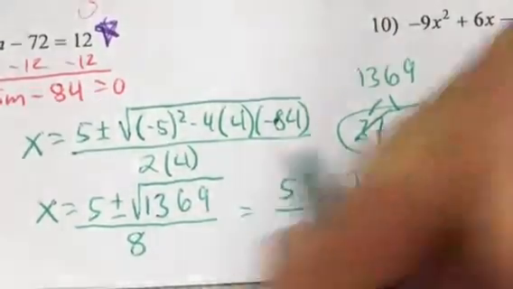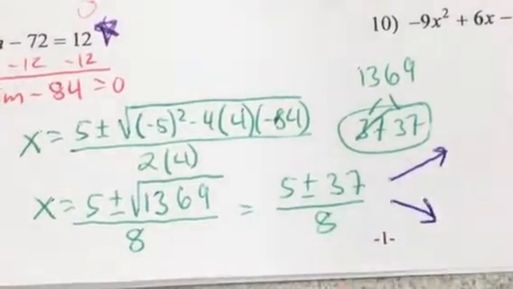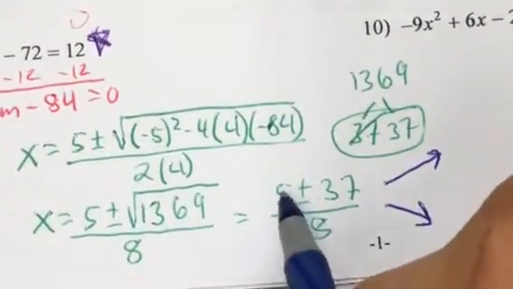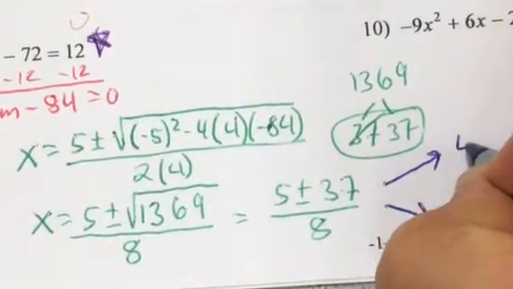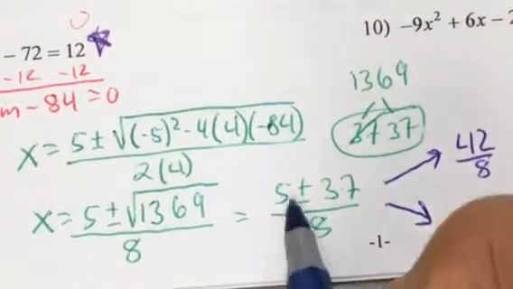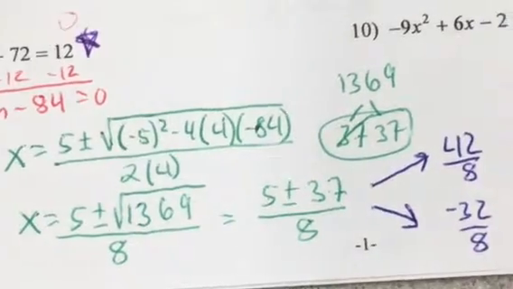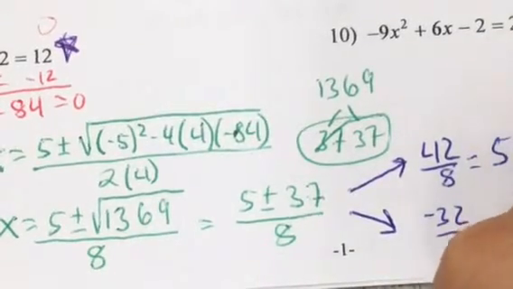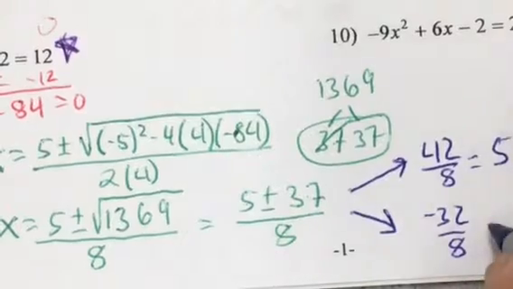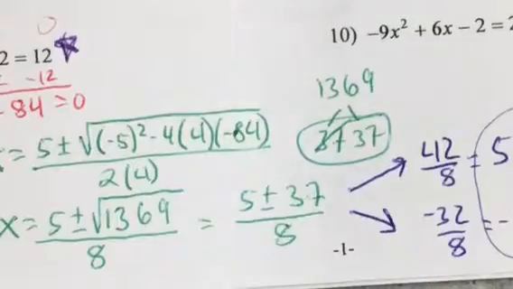Okay, we're going to do our two answers. Are we still on the page? Yes, we are. What's 5 plus 37? That's 42. 42 over 8. What's 5 minus 37? Negative 32 over 8. Well, 42 divided by 8 is 5 1/4. Negative 32 over 8 is negative 4. Those are the two answers.